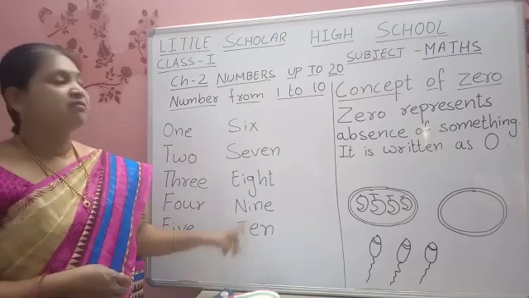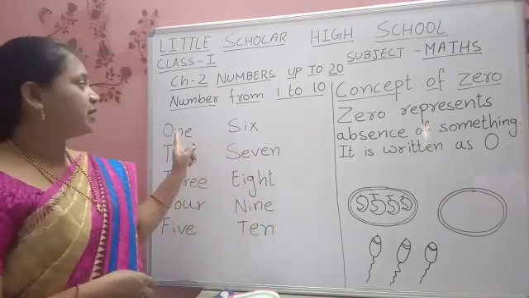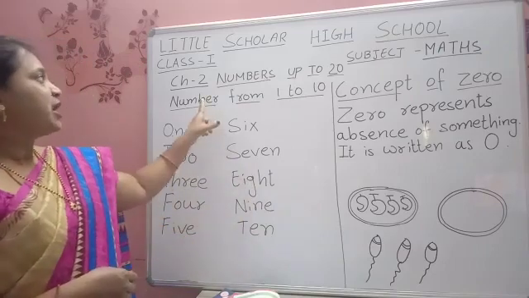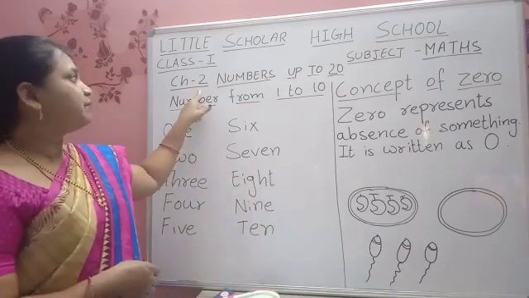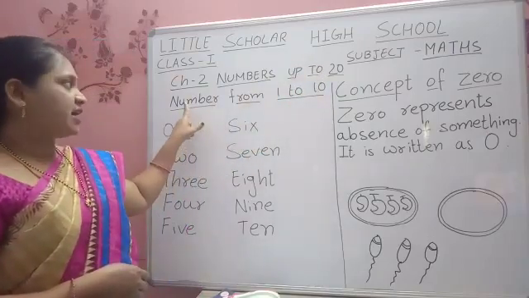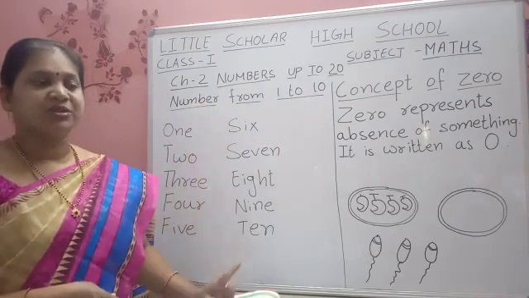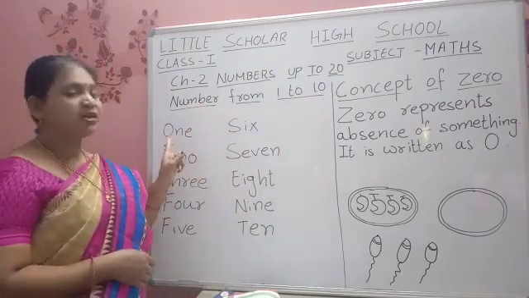Then you will copy 1 to 10 in your classwork. Yes, children, you will copy 1 to 10 in your classwork. You will write the chapter number, numbers up to 20. Chapter number, then you will write this heading, numbers from 1 to 10, and you will write numbers 1 to 10. Come on, read out numbers 1 to 10.